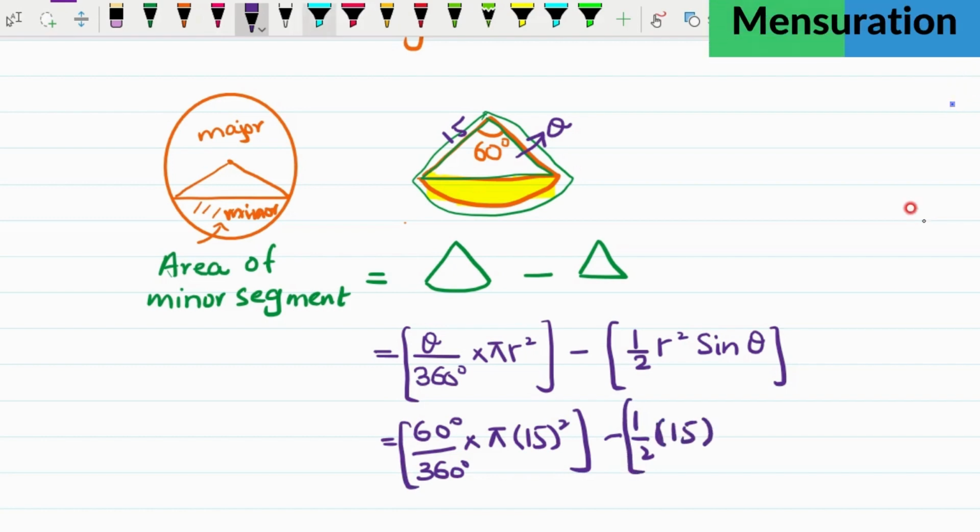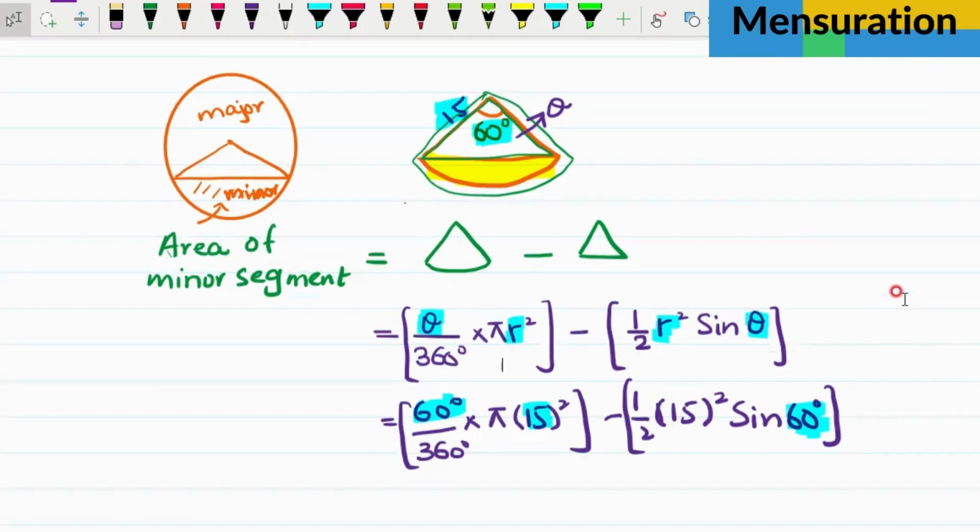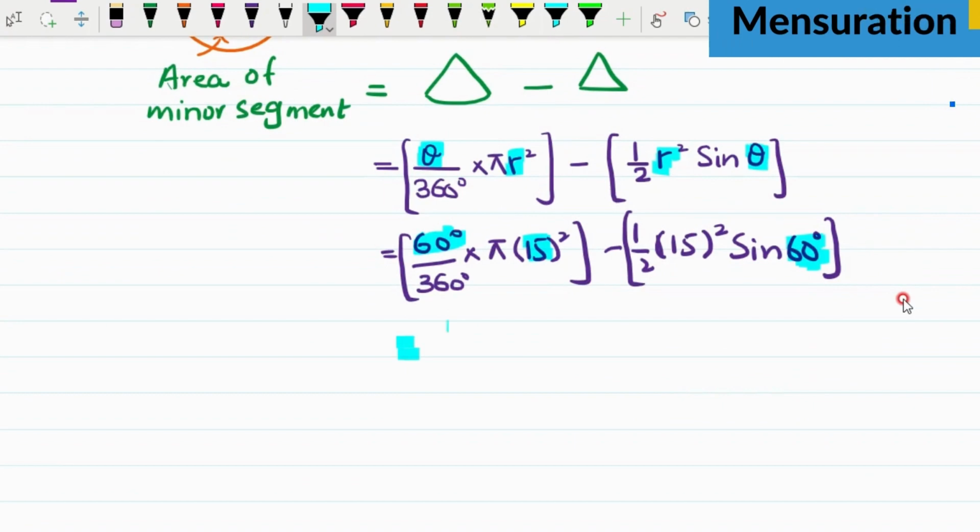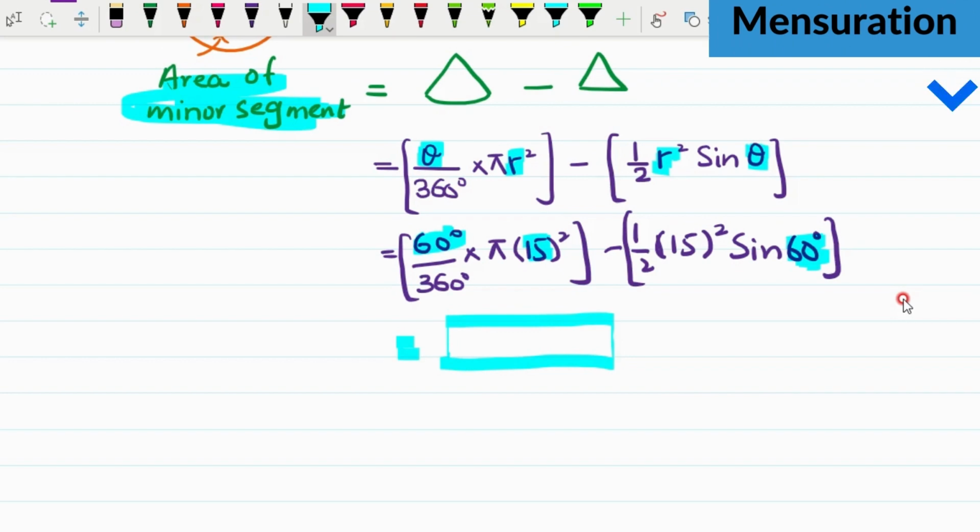And same as I will just substitute the values here. R as I know is 15, so I will substitute in R. Theta is here 60, and this is how I can calculate it. Instead of theta I'm substituting this 60, and instead of this theta it's also 60, and radius is also the same, 15. So after calculation we will easily get the answer. Whatever the answer comes, that will be the area of the minor segment.